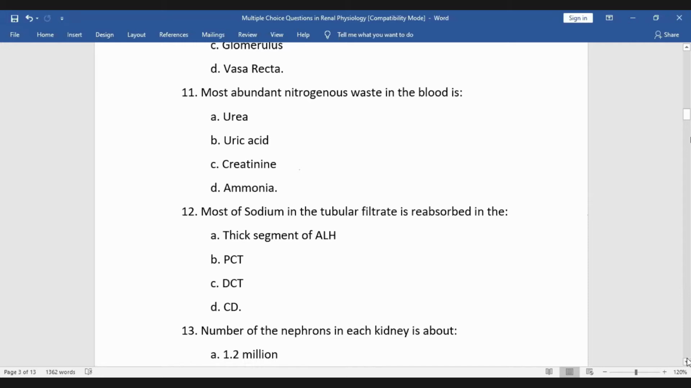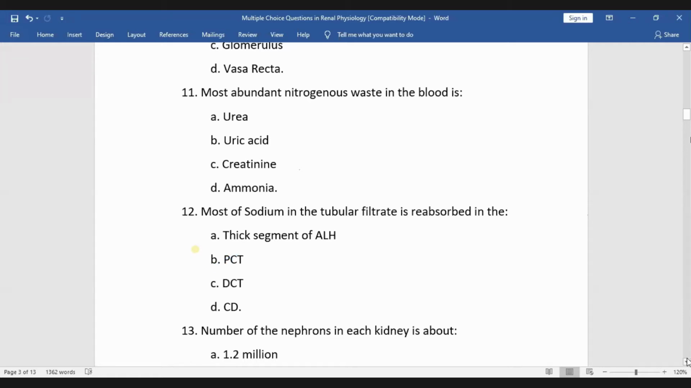Most of the sodium in tubular filtrate is reabsorbed where? I'm talking about most of the sodium. PCT, yes. PCT is the correct answer. 65 to 75% of sodium is reabsorbed in the PCT. Again, ladies and gentlemen, just try to remember.